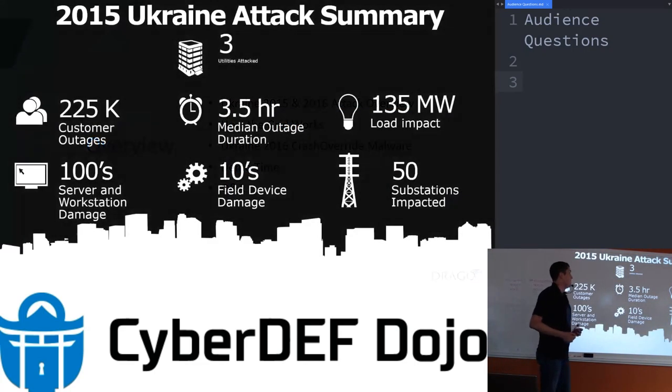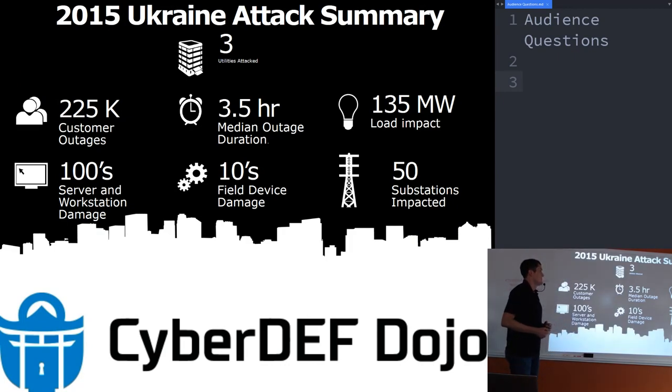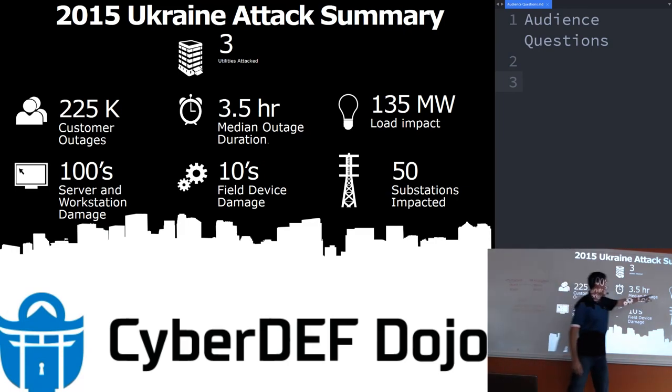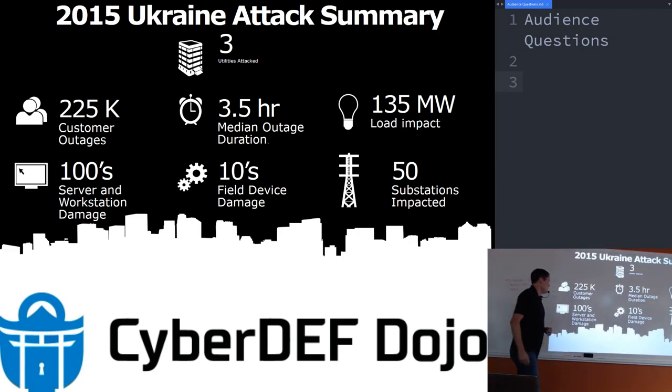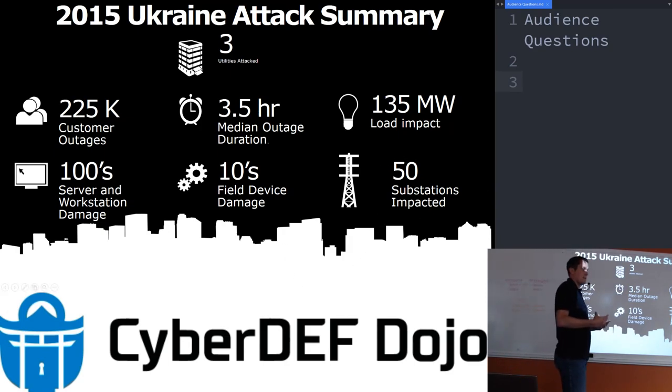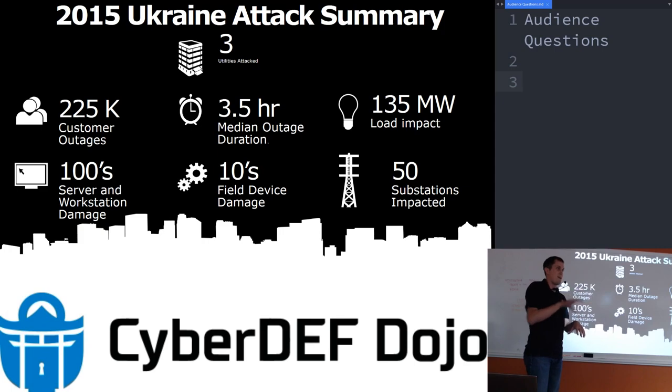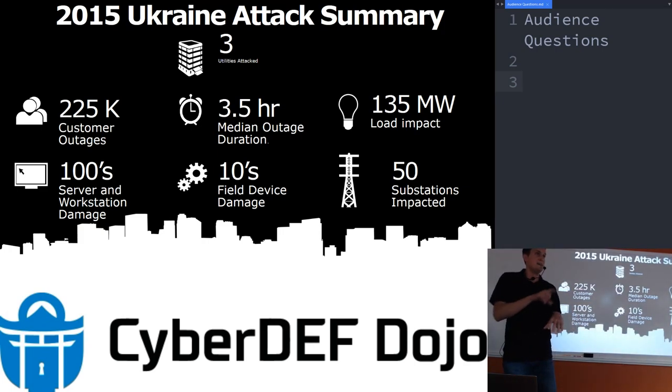So in December 2015, both of these attacks were in December, the power in Ukraine went out for about 3.5 hours, and this was a median outage. About 225 customers were impacted, across 3 utilities and 50 substations. If you look at the load here, it was only 135, which is interesting when we look at 2016. In 2015, the attacks were heavily the actors getting on the box and using RDP, so someone actually had to sit at the keyboard and drive around the human-machine interface, the HMI, to cause the impacts. That was 2015.